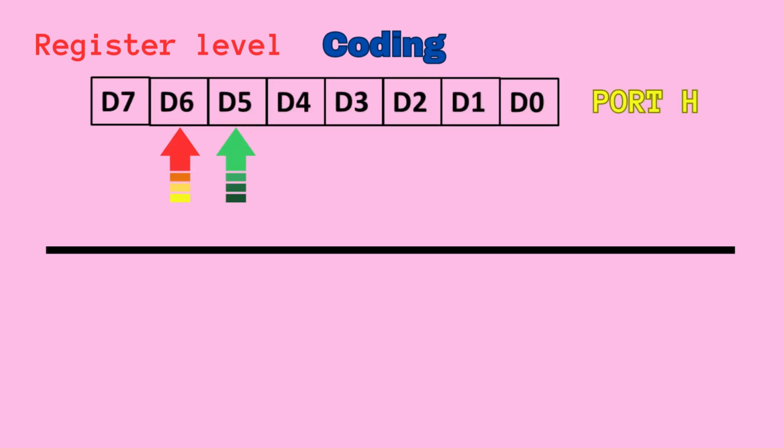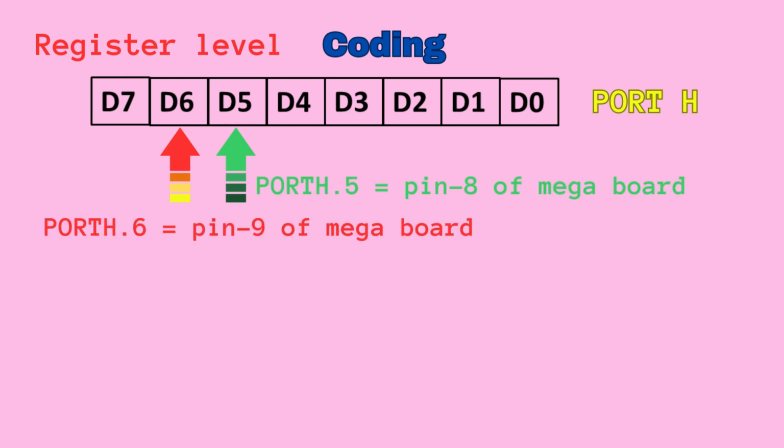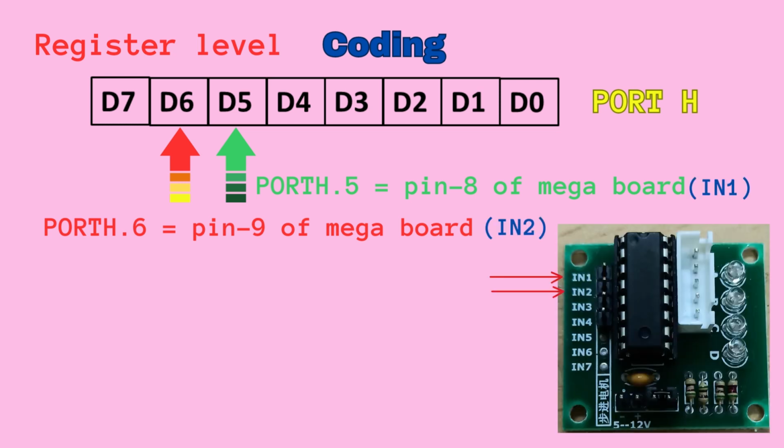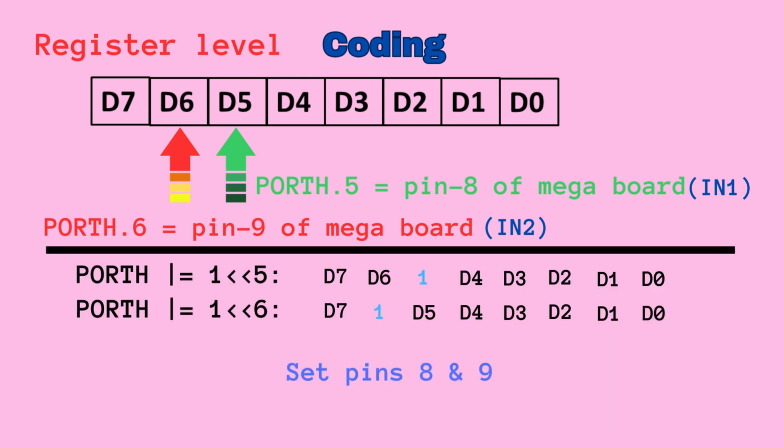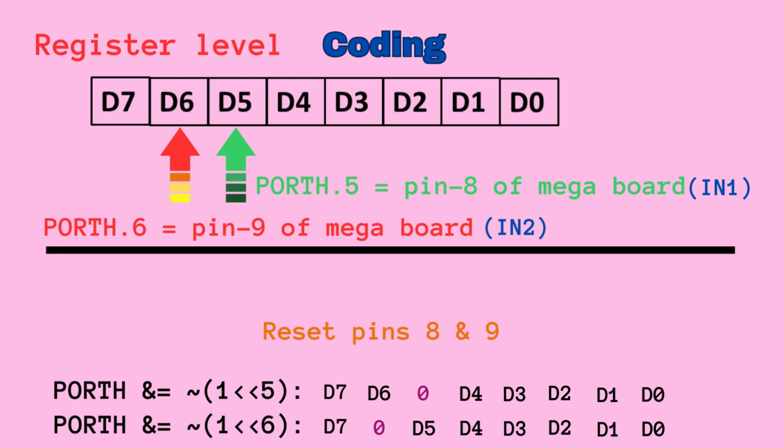The bit 5 and 6 of port H of microcontroller are used as pin 8 and 9 of the Arduino Mega board. They are connected to in 1 and in 2 pins of motor controller. They are set and reset whenever required.